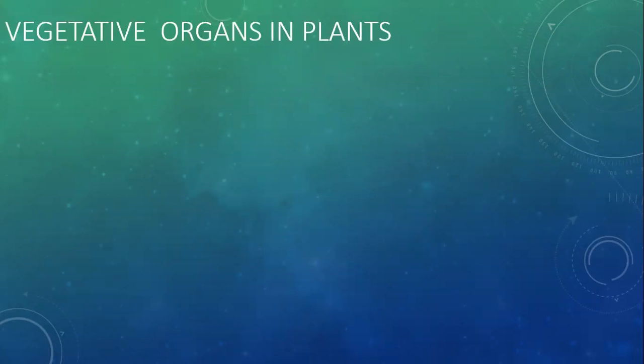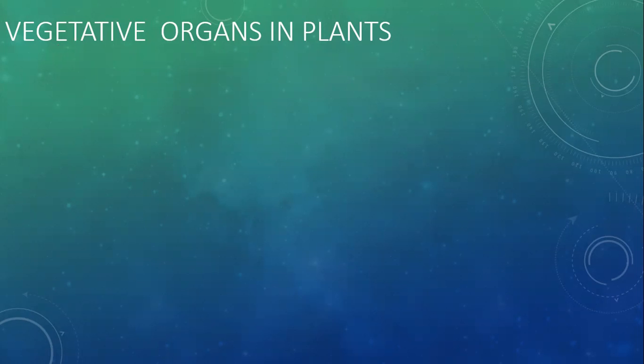This lesson will study what the types of reproduction in plants are, what the parts of the flower are, all the details. First we will go to the vegetative organs in plants. What are the parts we can see in plants? Under the soil, the root part, then above the soil, stem, leaves, flowers, fruit, seed. They are parts of the plant.